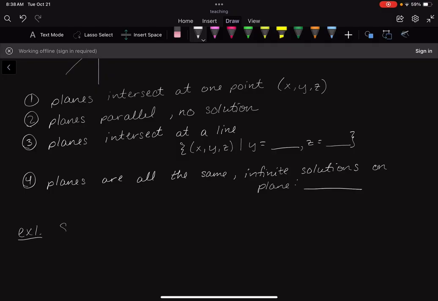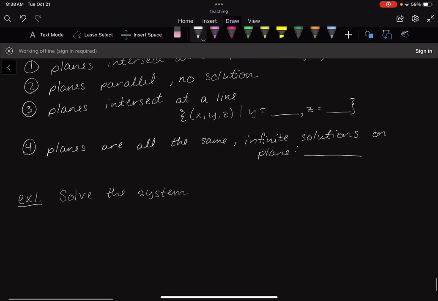So example one. I'm just going to say solve the system. So this one is x plus y minus z equals 0. 3x minus y plus 3z equals negative 2. And x plus 2y minus 3z is equal to negative 1.